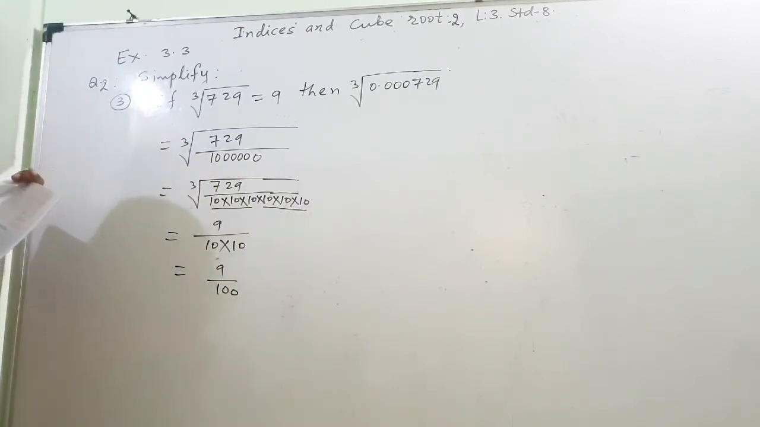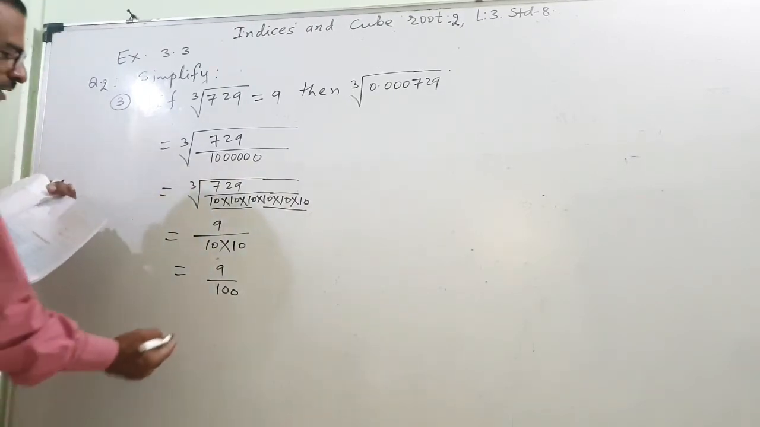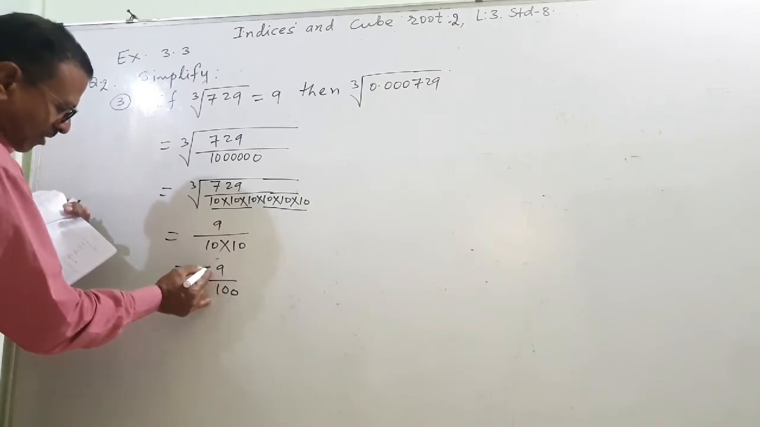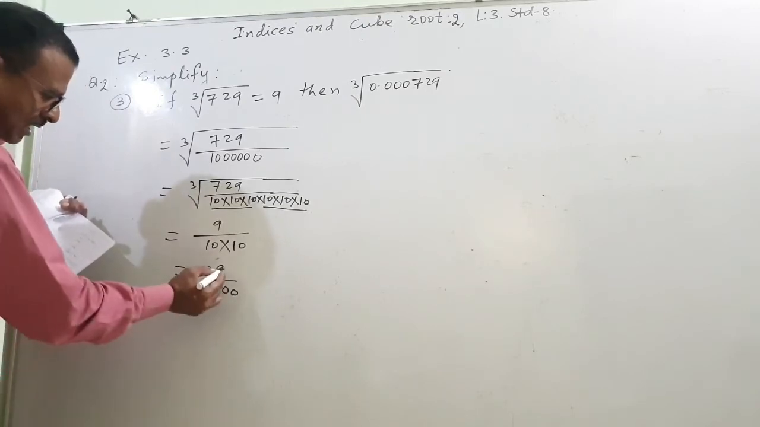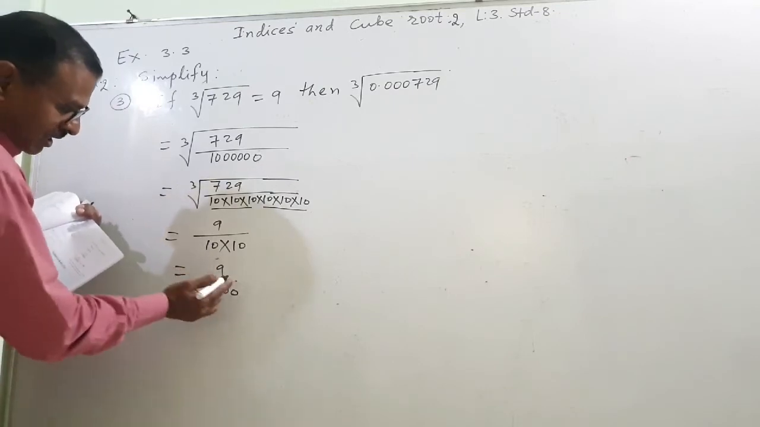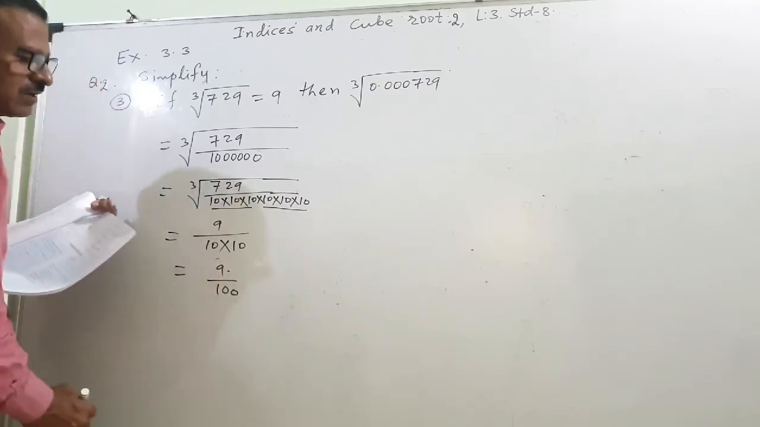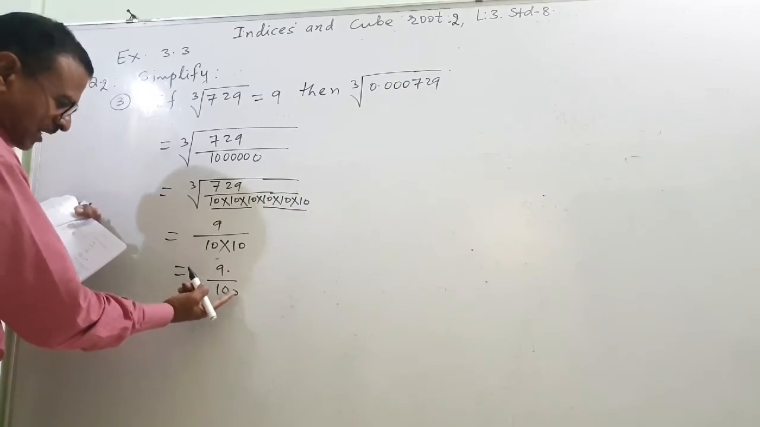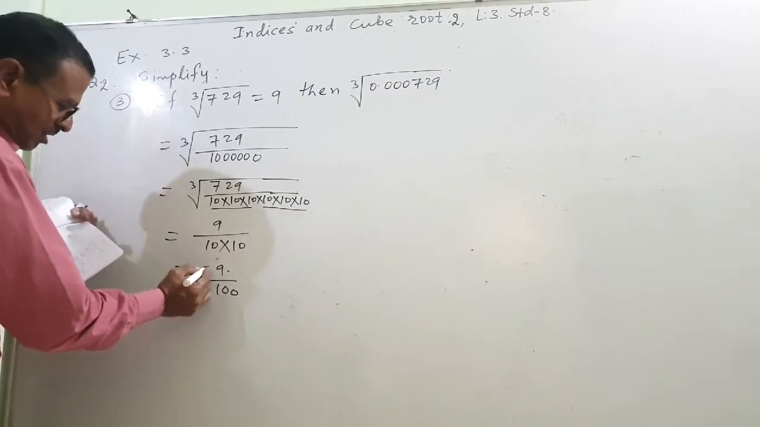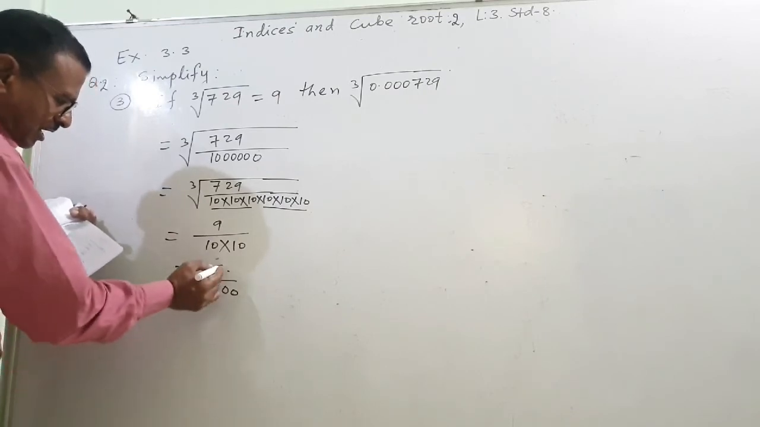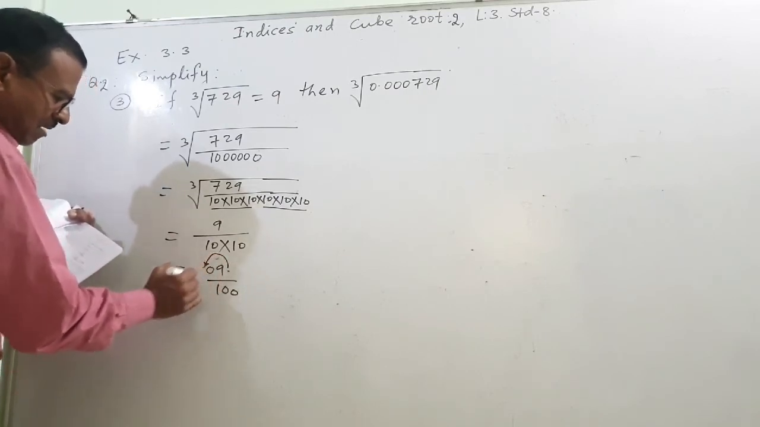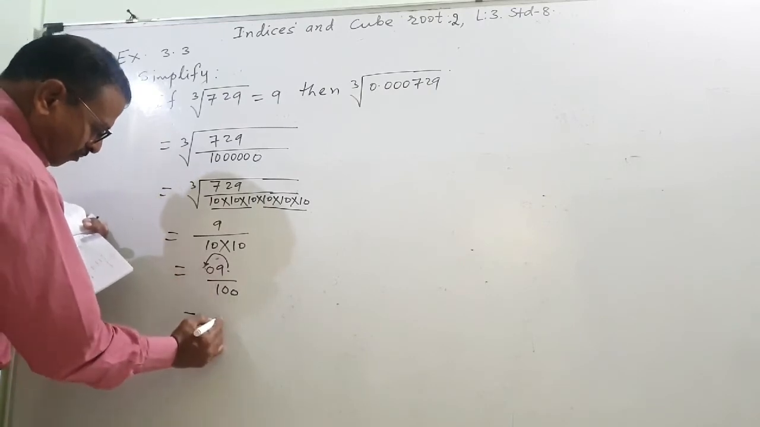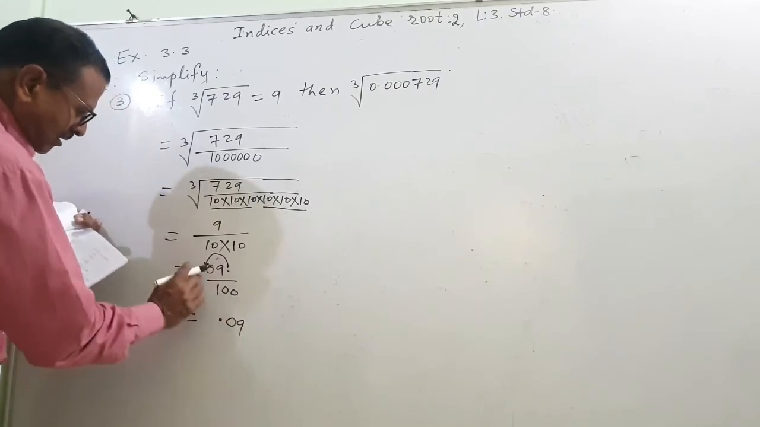9 upon 100, now I want to write it in decimal. How many zeros? 1, 2. So I will take 1 0 over here, and then the decimal, see where the decimal is. Here is the decimal. I want to shift these 2 decimal places to the left. So I will have to put 1 0 here, and then this way I will come. So that is equal to, here that point will come, 0.09.